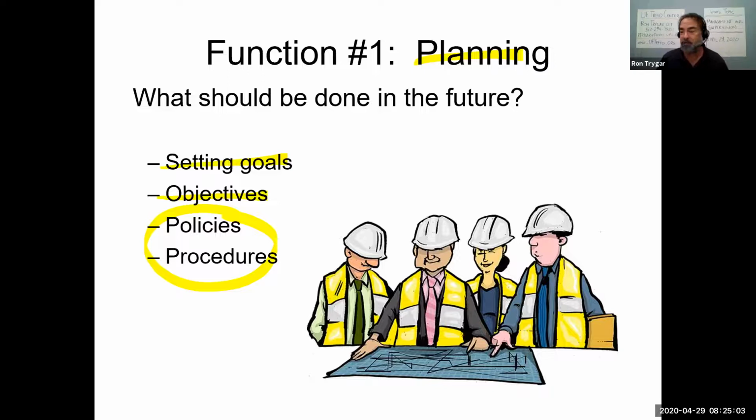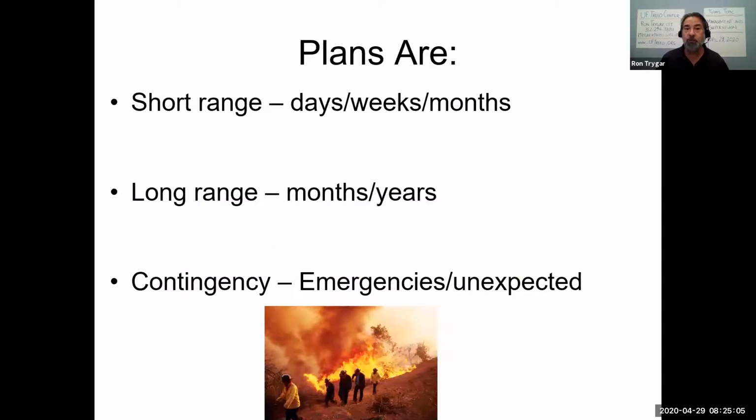Planning is very important. The plans can be short range plans. Obviously, short range could be what's going to happen today or tomorrow, this week, maybe during the month. Long range is usually months or years. What are we going to be doing in the summertime? What are we doing in the fall? What are we doing next year? And maybe 5 years, 10 years from now? Long range plans. And then lastly, plans could also be what we call contingency plans or an emergency response plan.